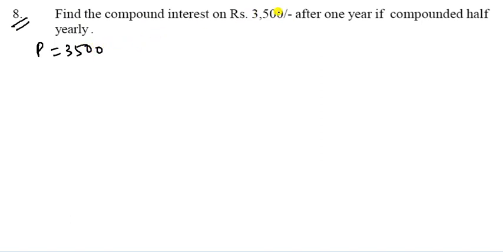It is your eighth question. Find the compound interest on rupees. So it is the principal. So P is equal to 3500 after 1 year.